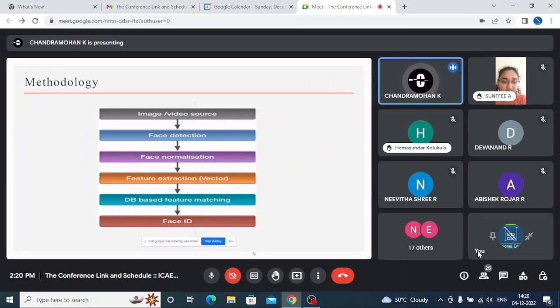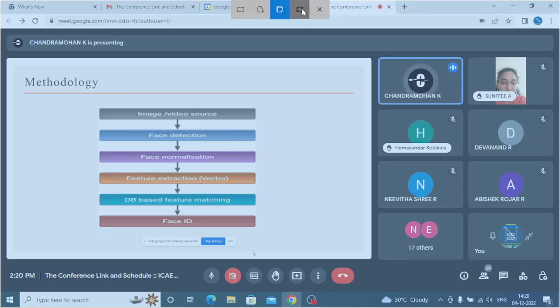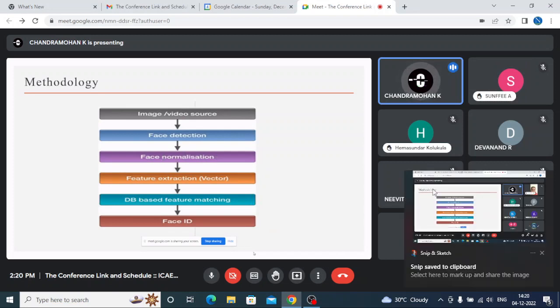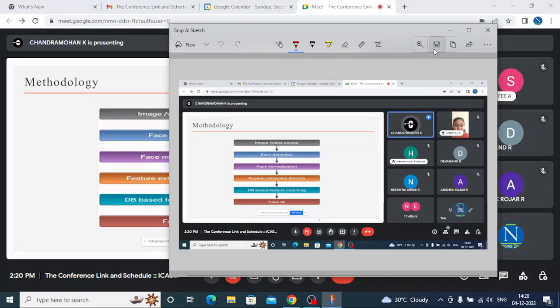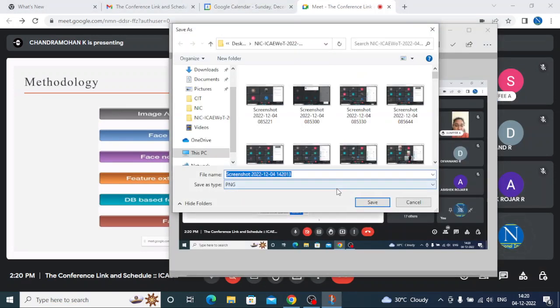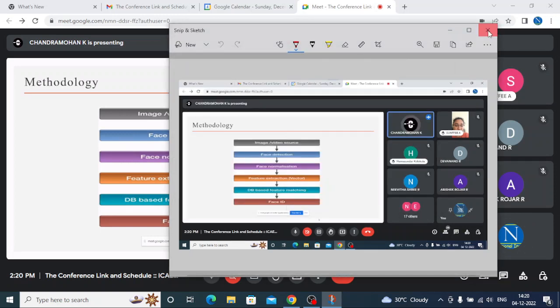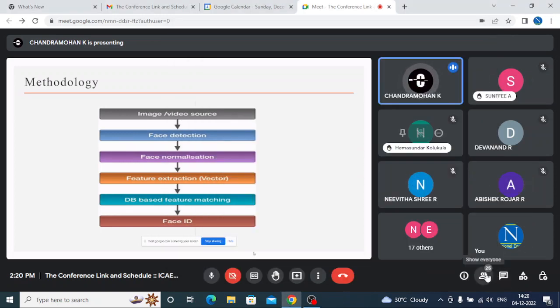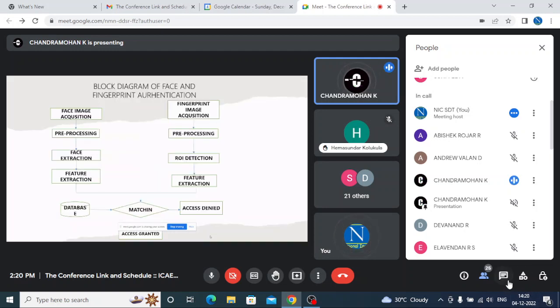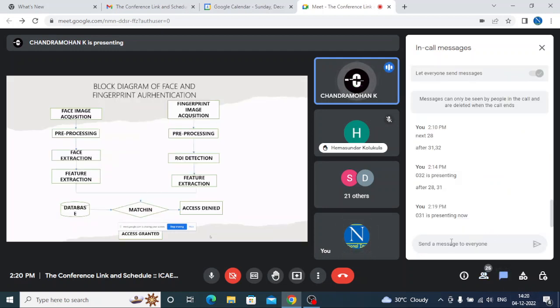First, we will have an image or video source. Then we'll have it from a sensor. Then it will be put to face detection, then face normalization, then extraction by using vectors, then by using matching algorithms. Then we'll have outputs. This is a block diagram of our face and fingerprint authentication.